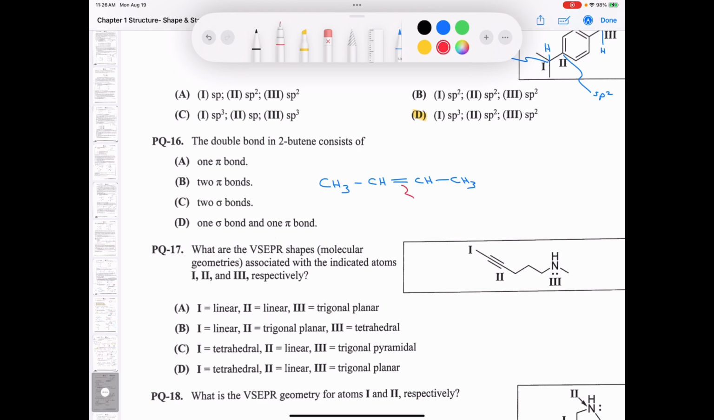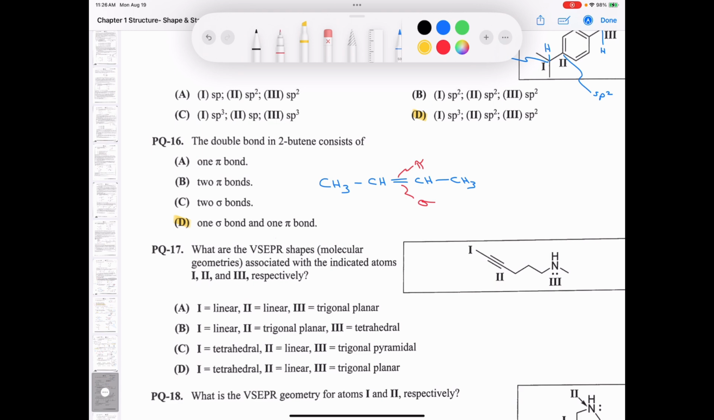What you need to remember is that the first bond between any 2 atoms is always a sigma bond. Anytime you have one bond between 2 atoms, it is a sigma bond, but anything after that is a pi bond. So we have 2 bonds, so that means there's 1 sigma and 1 pi bond, and so the answer must be D.